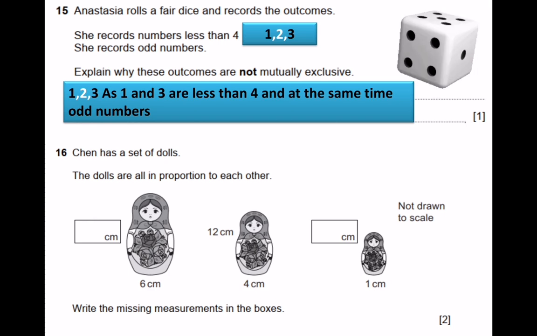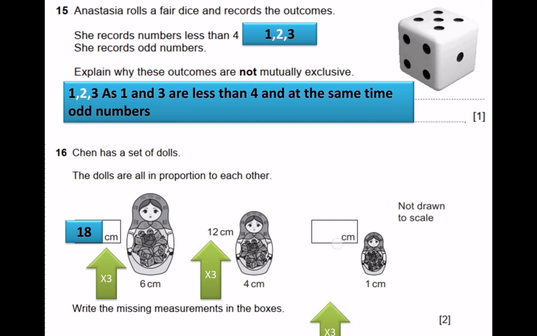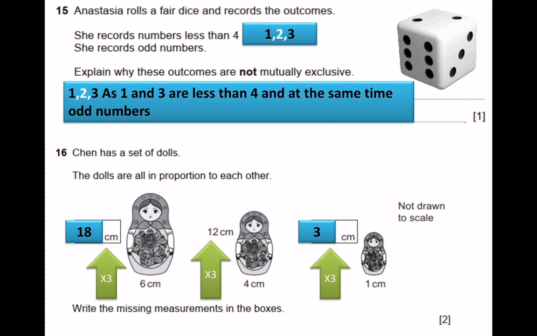Shen has a set of dolls. The dolls are in proportion to each other. We have 12 centimeters, 4 centimeters, 6, and so on. So the 4 centimeters will be 12. So 4 times 3, 12. So the relation here is multiplying by 3. So 1 times 3 will be 3. We multiply by 3. 6 times 3, 18. 1 times 3, 3. So the most important thing is to understand the relation between the two dimensions you have, and they are all in proportion to each other.